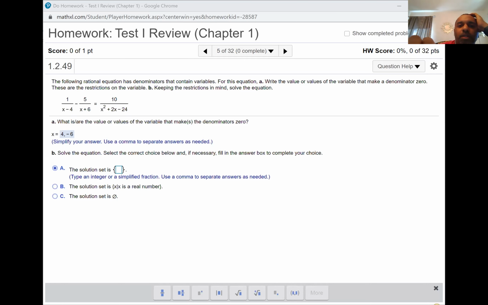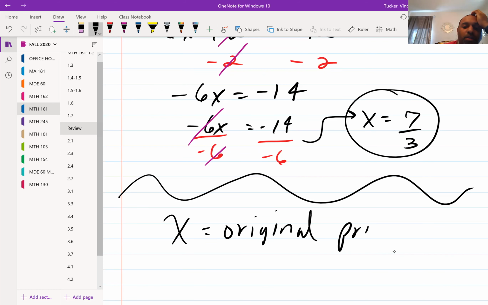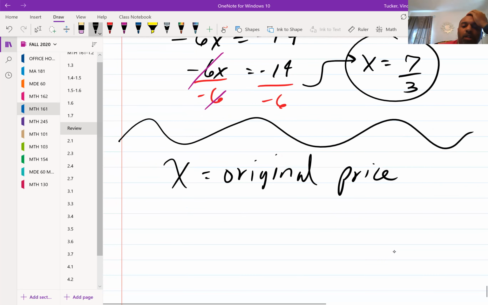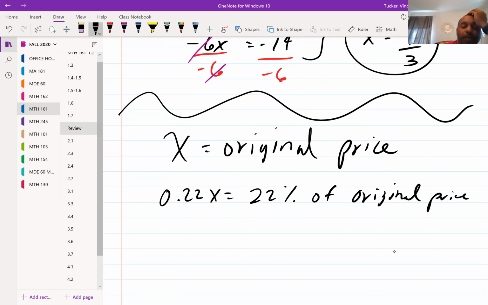Well, let me go back to the notes. So if X represents the original price, the price reduction is going to be 0.22X. So that's 22% of the original price. Of mathematically means multiplication, and your price reduction is always going to be 22% of the original price. You can't take 22% of the sales price in order to get the sales price. So it would be 22% of the original price.